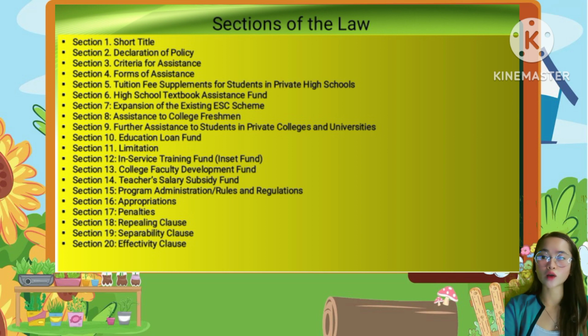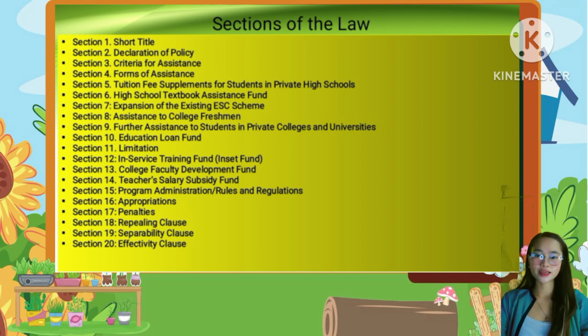First, Section 1, the short title. Second, the declaration of policy. Section 3, the criteria for assistance. Section 4, the form of assistance. In Section 5, we have the tuition fee supplements for students in private high schools. Section 6 is the high school textbook assistance fund. Section 7, the expansion of the existing ESC scheme.